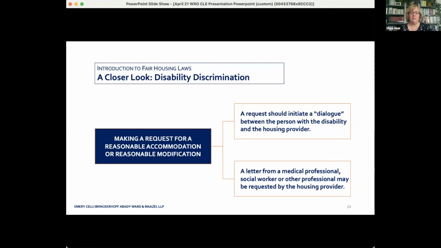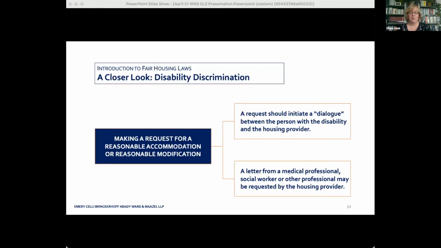So when making either of these types of requests, it's important that the housing provider enter into a dialogue with the person with the disabilities. There is some great guidance from the Department of Justice and HUD in the form of a Q&A that explains definitions and process and what the expectations are under the laws. And so for those who represent, as attorneys represent housing providers, I really encourage you to get that information from the HUD and DOJ websites to be able to advise your clients.